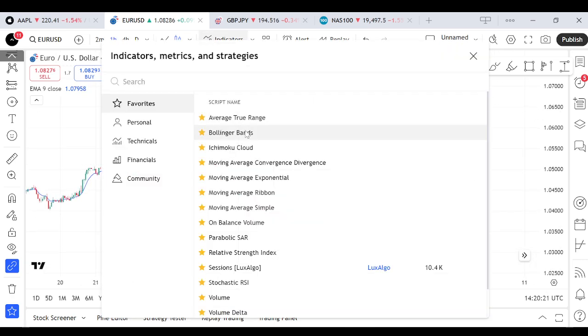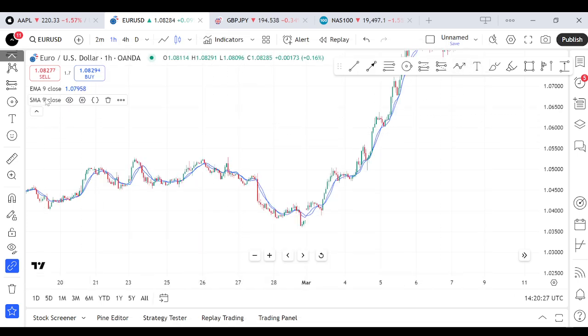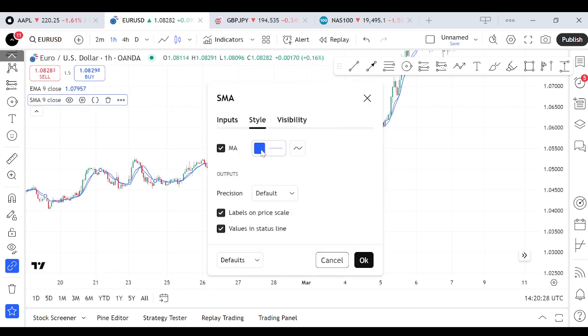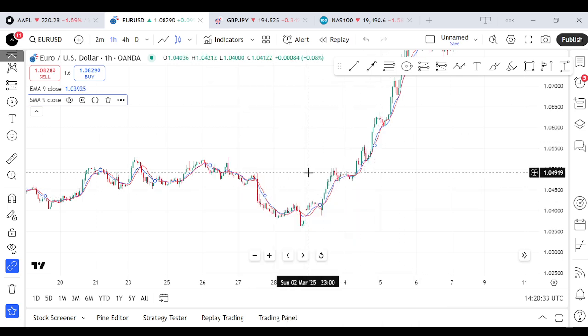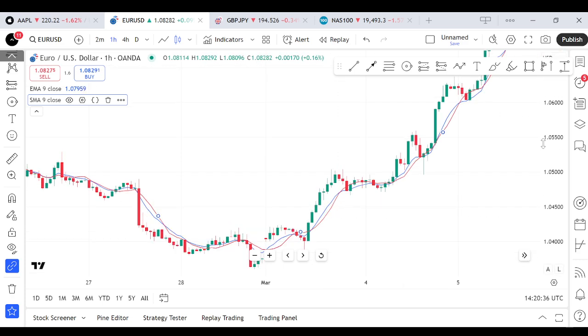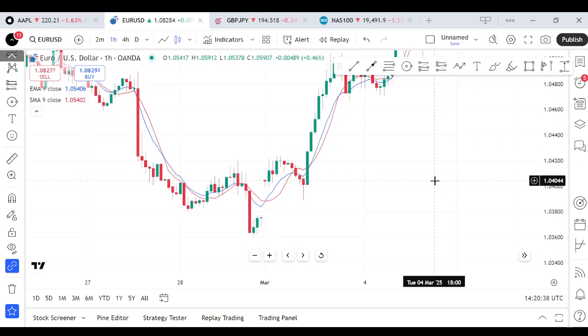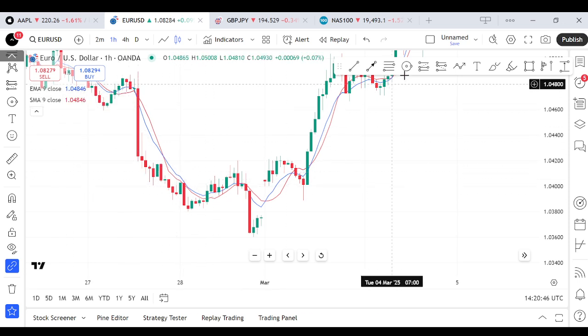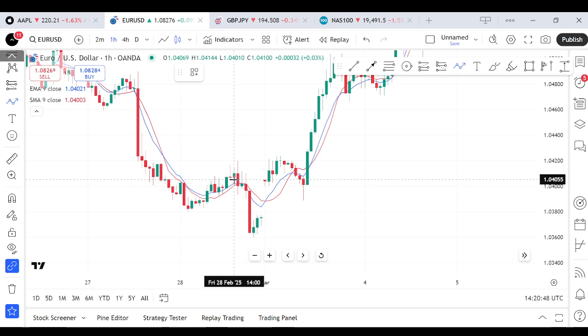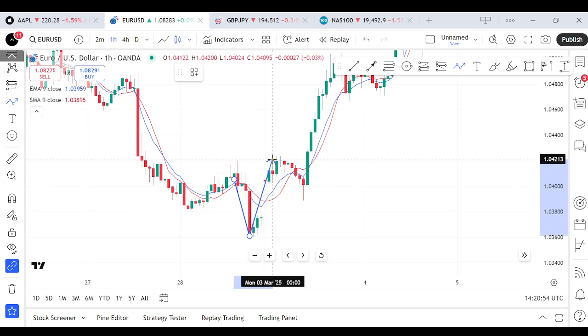So I'm just going to add the simple moving average so that we can see the difference between both of them. Now you should know that the simple moving average is the red color and the EMA is the blue color. Now if you look at this, you will see the EMA reacting quickly to price. Now you can see price here giving us this immediate fall to the downside, followed by a sharp push to the upside.